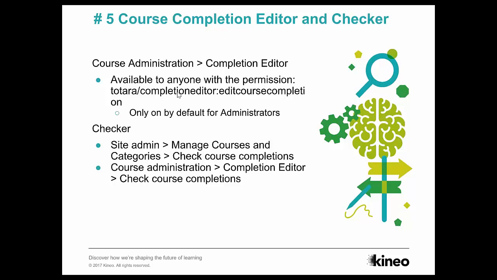Number 5, course completion editor and checker. This one's pretty cool. So it is based on a permission. By default, it is only turned on for administrators. So if you need somebody who has access to this, you just give them this permission right here. Totara completion editor, edit course completion. You can just search for edit course completion and it should come up. But essentially what this does, you can access it in 2 places. You can access it by going through site administration, manage courses and categories, check course completions.